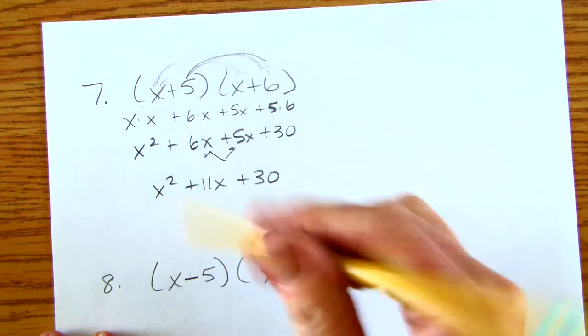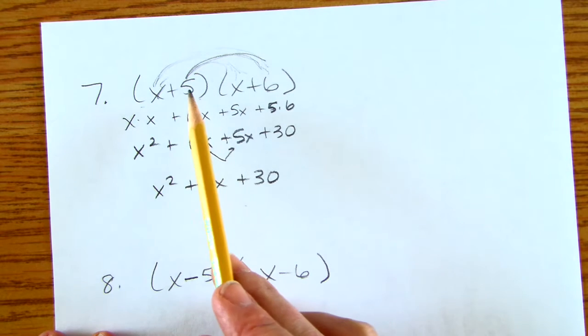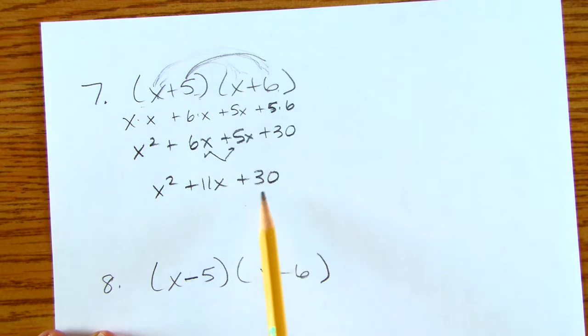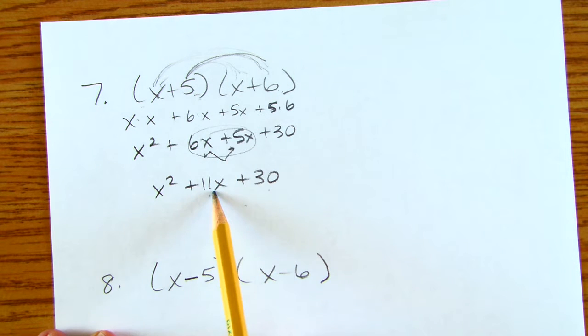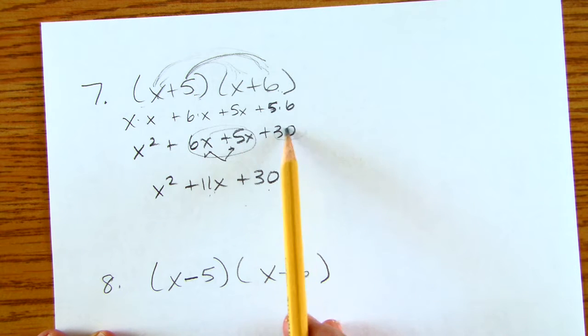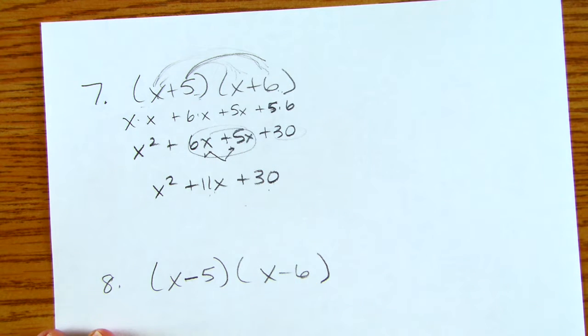And I just wanted to show you all the different things that can happen. Notice that 5 times 6 is 30, and 5 plus 6 is 11. Because that's what's happening. They're getting combined for the middle term, added, and they're getting multiplied for that last term, 30. What happens if they're both negative?